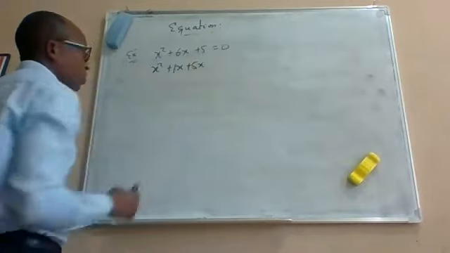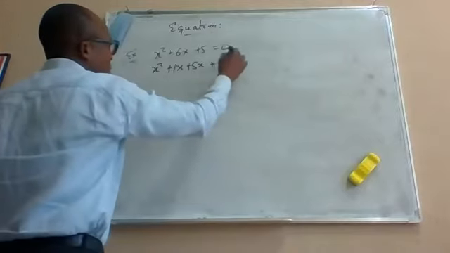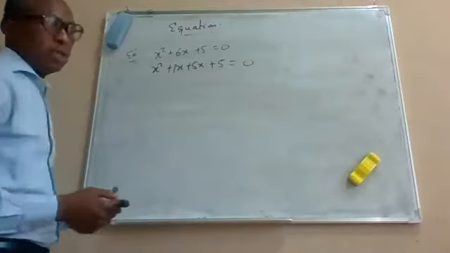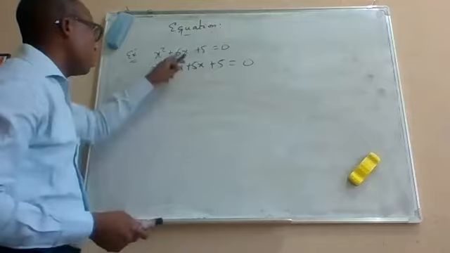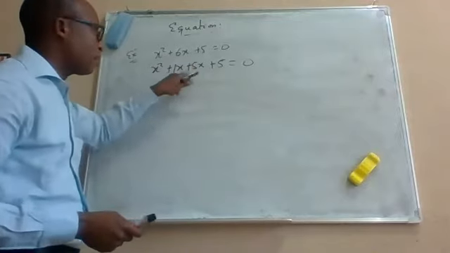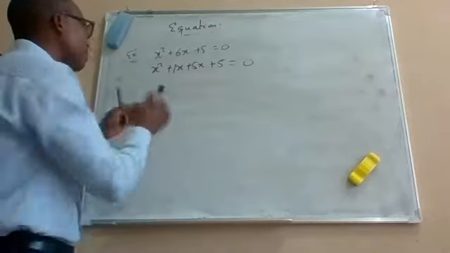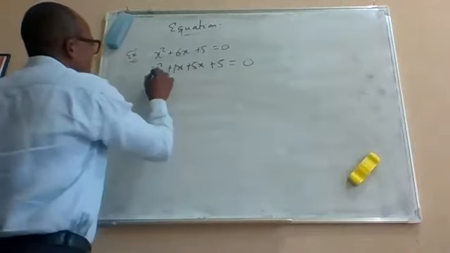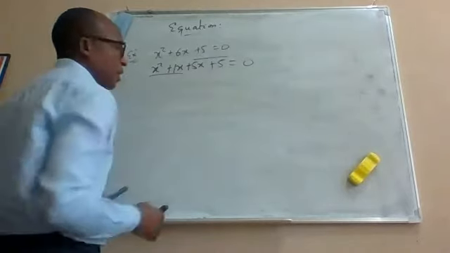This is s squared, then plus 6s plus 5 equal to 0. So since we have 1 and 5, you now split the 6s into 1s plus 5s. After that, take it two by two. Take these 2 together, take these 2 together.